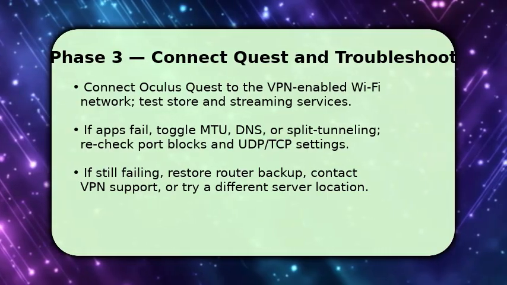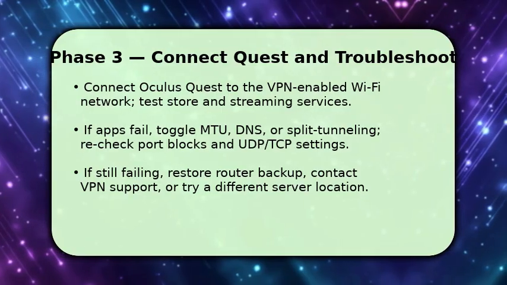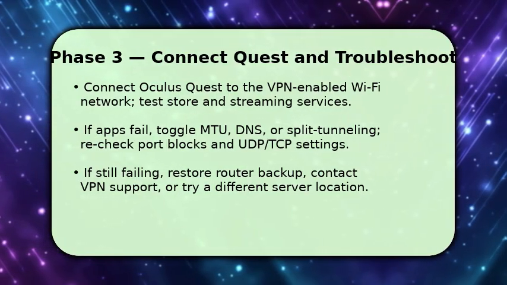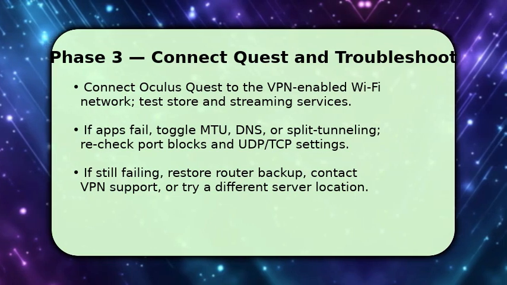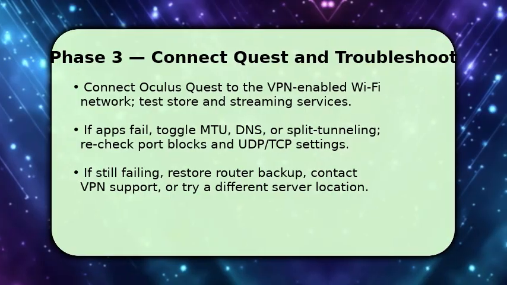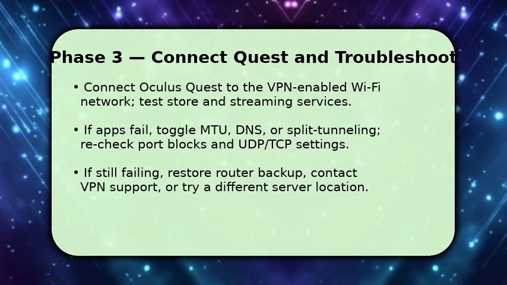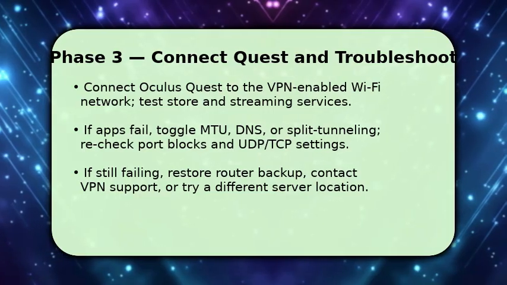If an app fails to connect, adjust MTU or DNS on the router, test split tunneling for specific traffic, and confirm UDP/TCP ports aren't blocked. If the problem persists, restore your router backup, contact your VPN provider for router guidance, or try another server location. One quick fix often resolves the issue.